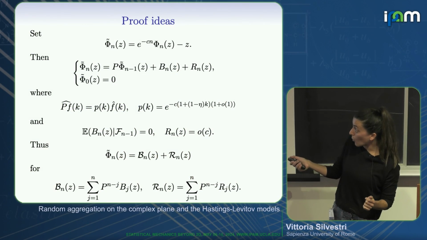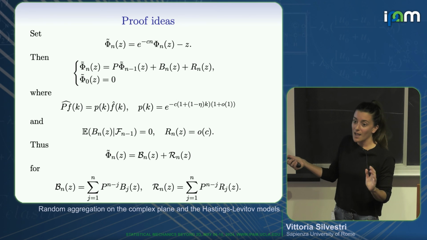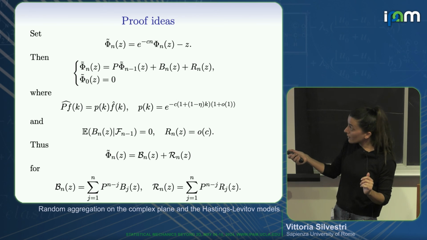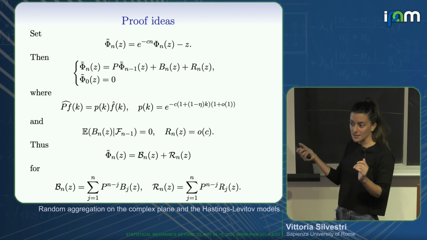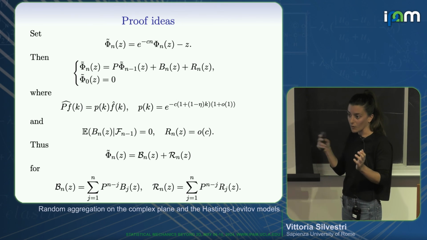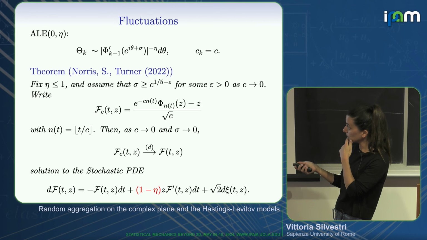If eta is below 1. If eta is equal to 1, well, it's very close to being just the identity. And if eta is larger than 1, then this blows things up. And this is exactly what you expect from the heuristics that I showed you.